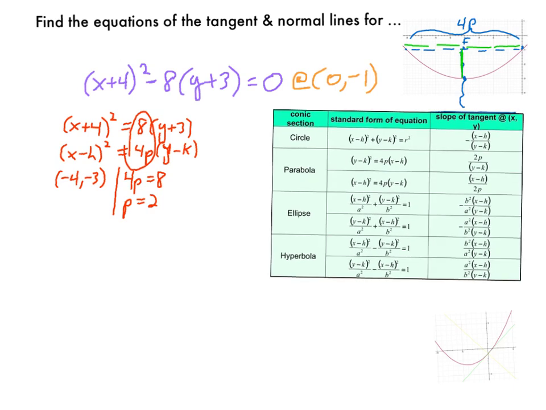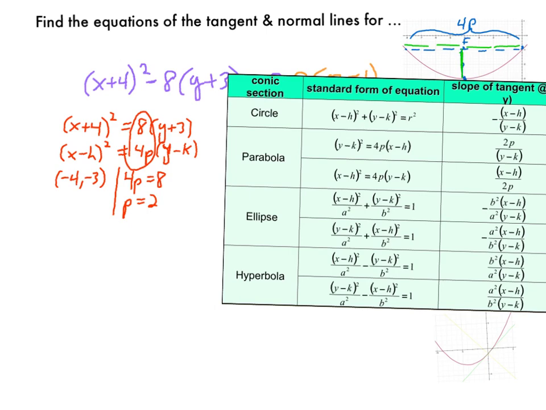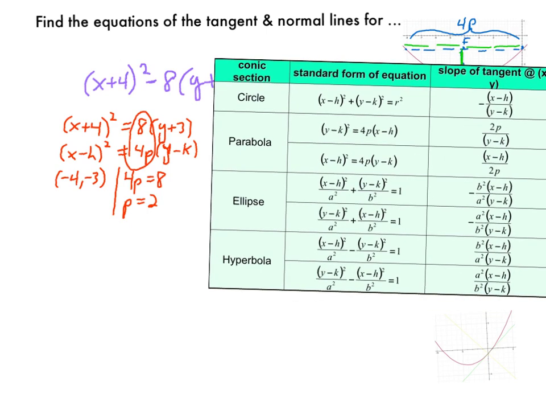Okay, well, what do we have? We have ourselves a parabola, where the x is squared. So, parabola, right here, is where your x is squared. Okay. So, right there is how we're going to figure out the slope right here. We're going to figure out the slope using this one right here. Okay, this is where your x is squared. So this one we're going to use for the slope. So that would be x minus h over 2p.